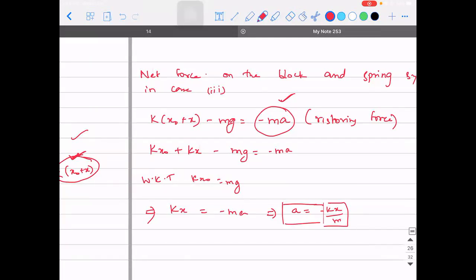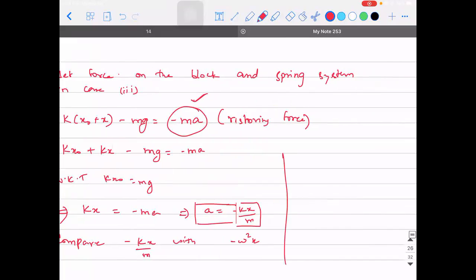So once you get acceleration in terms of displacement, what are we supposed to do? Compare minus kx by m with whom? Minus omega square x. With minus omega square x. So once I do that, what is the value of omega square that I'm going to get? Omega square will be equal to k by m.